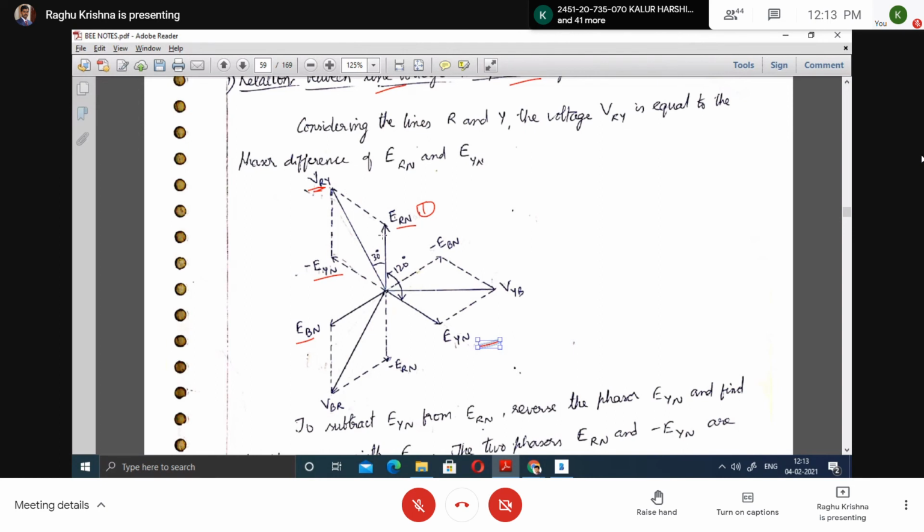Now what is the angle between this VRY and ERN? Here, the angle between VRY and ERN is 30 degrees. You can see 30 degrees, right? This angle here is 120. If you come this side, this angle will be 60, right? So half of this will be 30.